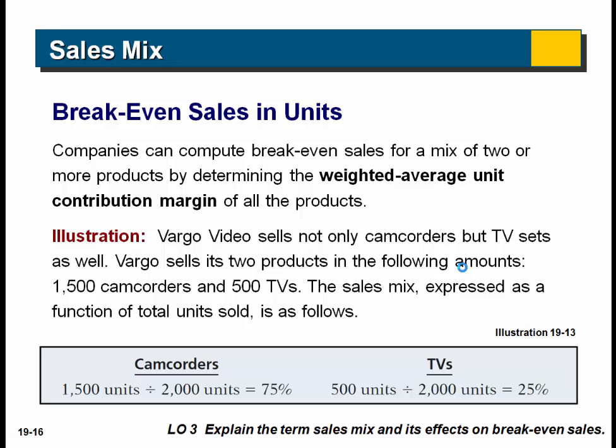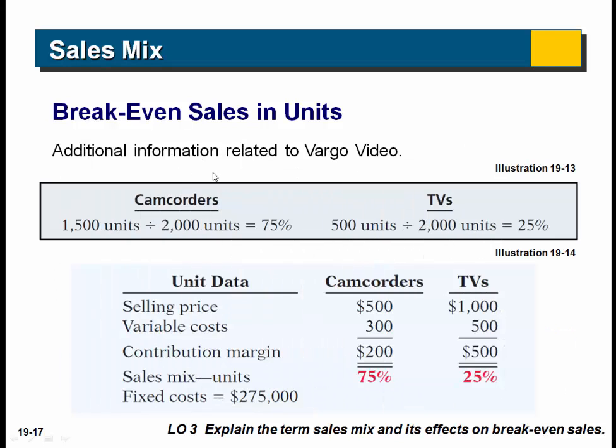So if we have this, they can calculate the break-even sales units based off of a sales mix using a weighted average contribution margin. So you have 75% camcorders and 25% TVs. That's the sales mix so far. But what we want to do is look at the contribution margin for camcorders and for TV. So let's take a look.